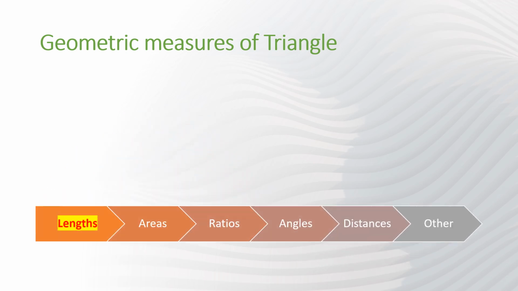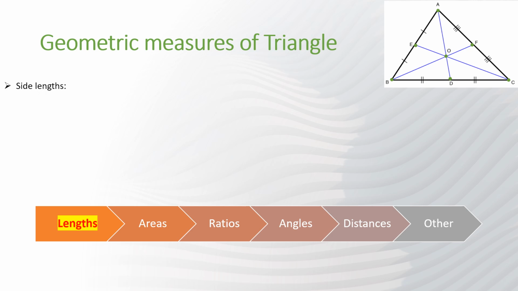Now that we have learned the parts of the triangle, which are vertices, sides, and angles, let's learn about the different geometric measures that we deal with most of the time with triangles, right? So imagine a triangle like that. What are the different geometric measures that we always keep talking about? We can classify these geometric measures of a triangle under lengths, areas, ratios, angles, distances, and some other topics.